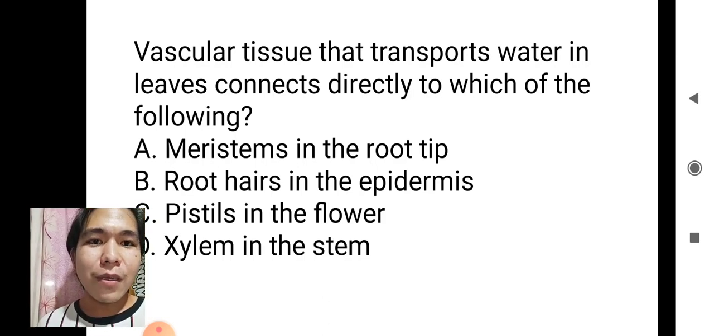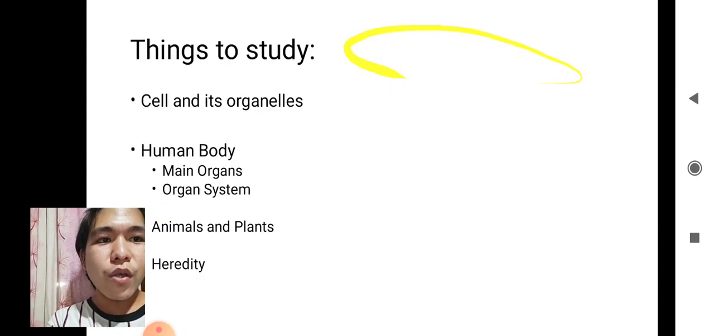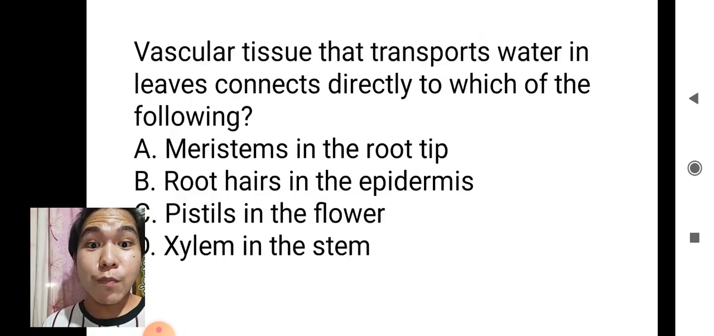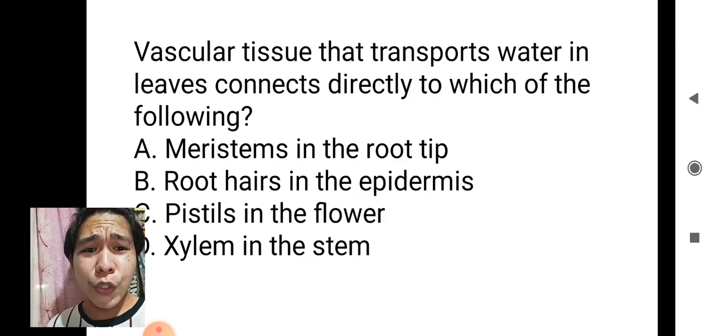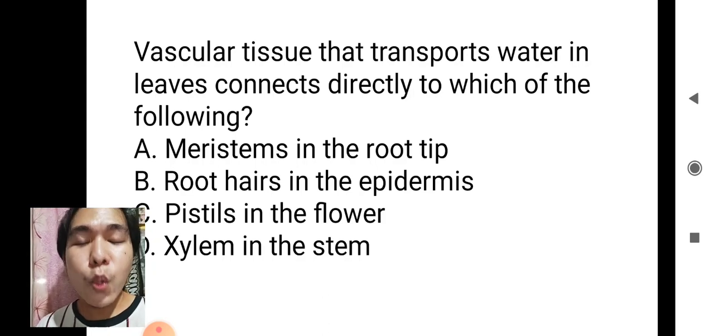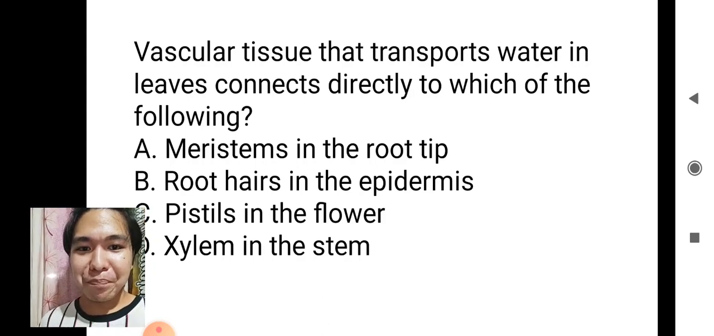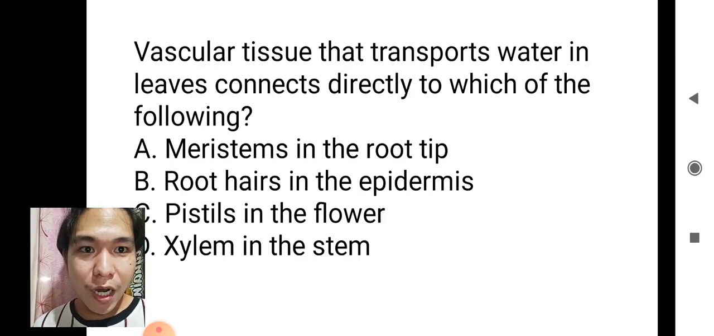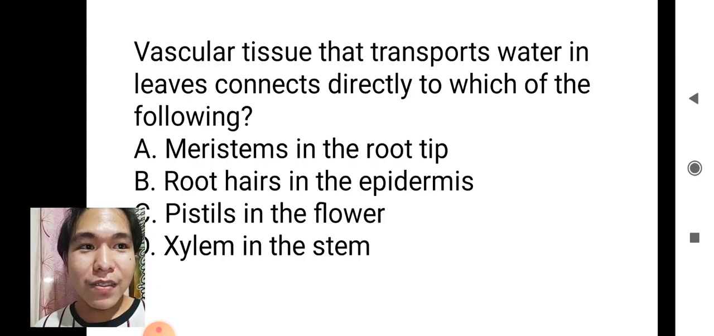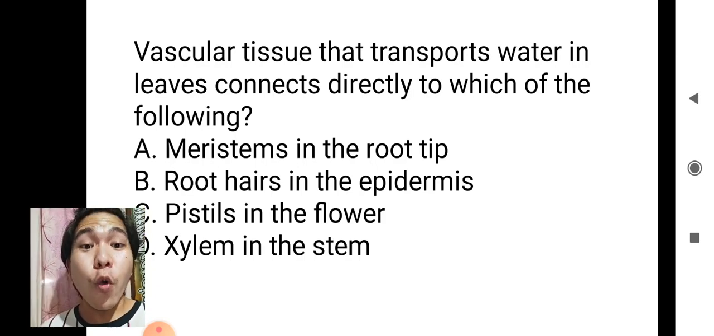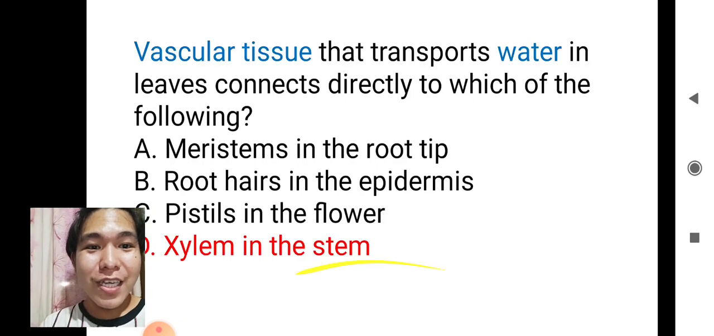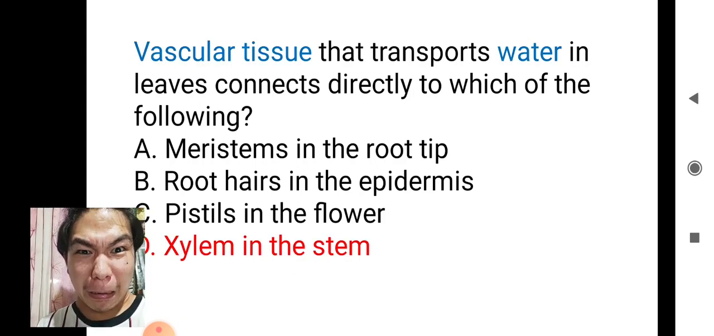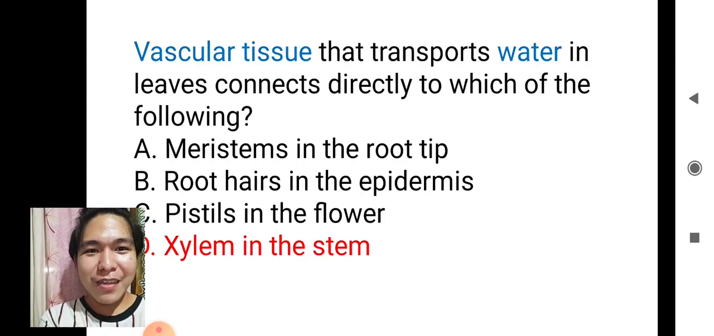So, what other hint is here? Transports water. So, what transports water? Is it phloem or xylem? Phloem is responsible for the transport of sugar, while xylem is responsible for the transportation of water. So, if your answer is letter D, tama ka. Sana all tama. Next.